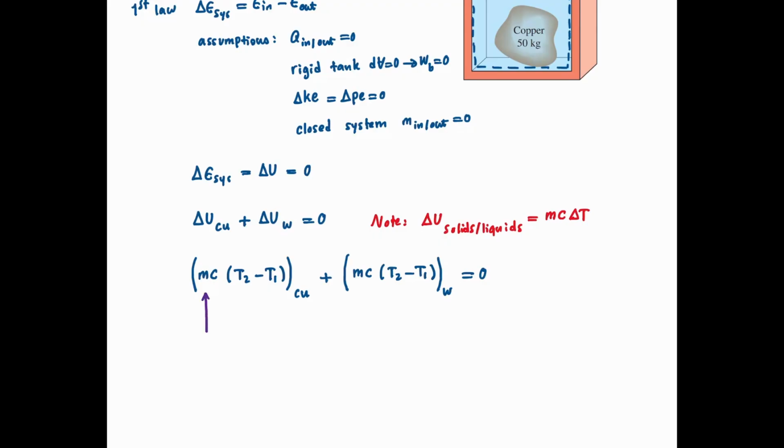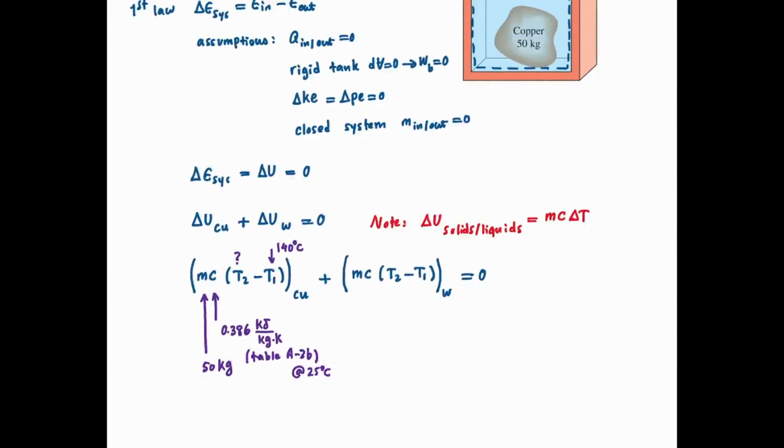And let's see what is given in the problem statement. Mass of copper is given, 50 kilogram. Specific heat of copper has to be read at average temperature. I'm going to assume that the average temperature is 25 degrees C, 0.386 kilojoule per kilogram Kelvin from table A3b at average temperature, which is 25 degrees. T2 is not given in the problem statement. We are interested in the equilibrium temperature. T1 for copper is 140 degrees C.